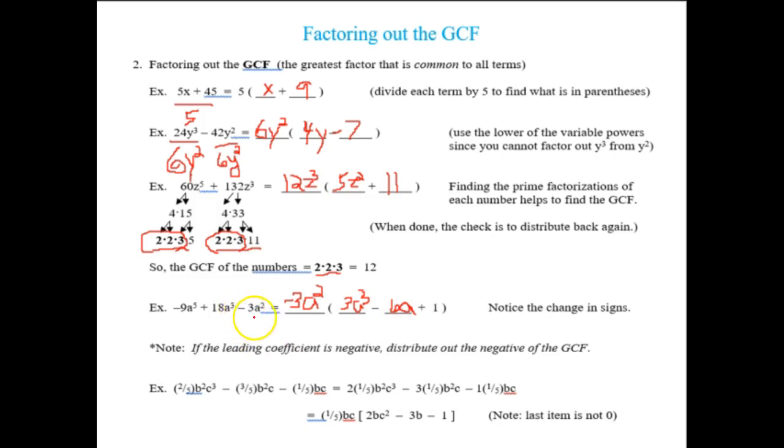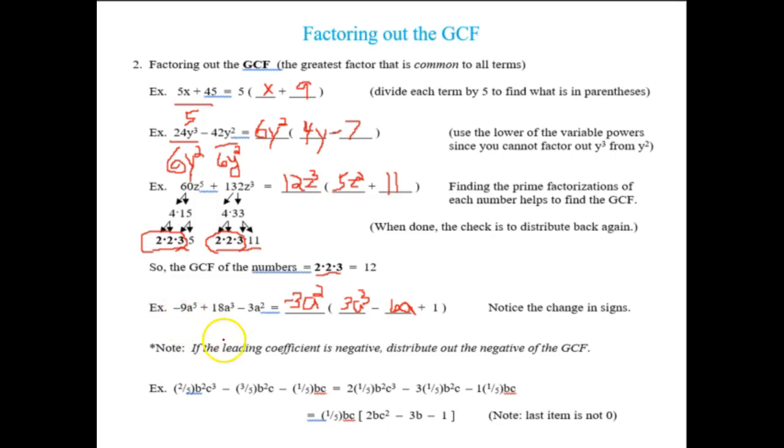So the second term ends up to be negative 6a. And then if I divide negative 3a squared by negative 3a squared, well, negative divided by negative is a positive, and you end up with plus 1. All right? So that's the answer. You've distributed out your greatest common factor, but you distributed out a negative of it because that first term is negative. There's a reason down the road why we want to do that, but that's a good practice.